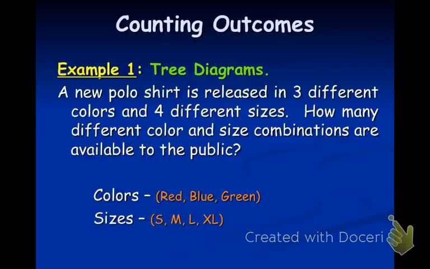So let's go ahead and get into our first example. Let's say we have a new polo shirt. It's released in 3 colors and 4 sizes. How many color and size combinations are available to the public? So how many different combinations can be made from this? Let's go ahead and see that.